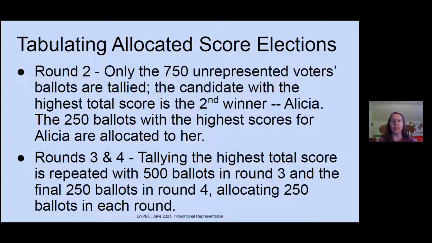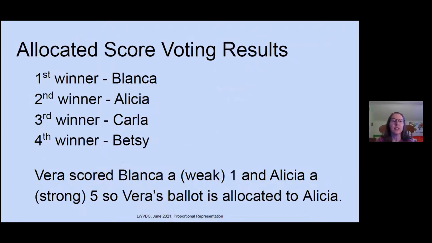Once again, we take the 250 of those 750 ballots that have the highest scores for Alicia, and that would include Vera, because Vera gave her a 5. And we allocate those ballots to Alicia. Now we have 500 ballots. We do the same thing. We see who's got the highest score there. We give 250 of those ballots to that winner, and then we have 250 left and see who wins that round. So the results are Blanca first, Alicia second, Carla third, and Betsy fourth. And as we said, Vera's ballot is allocated to Alicia.